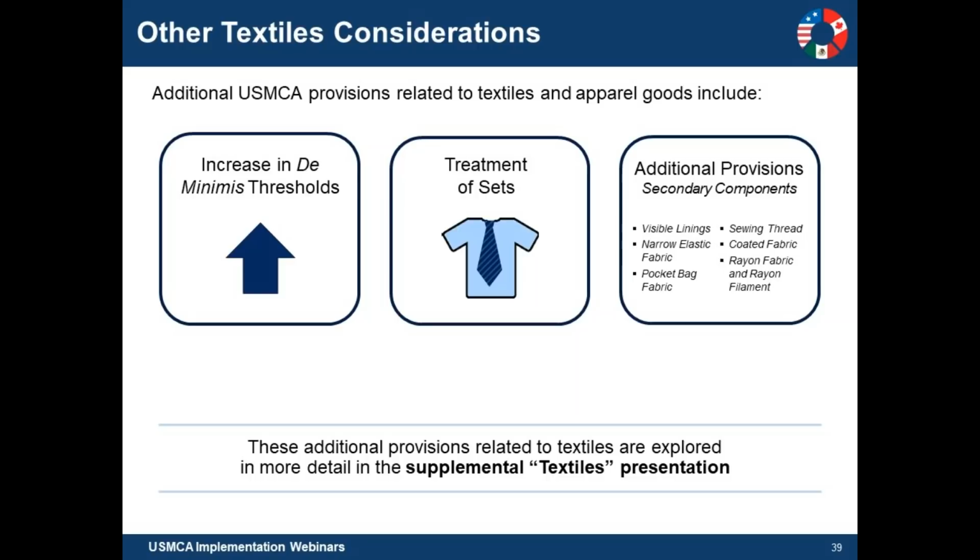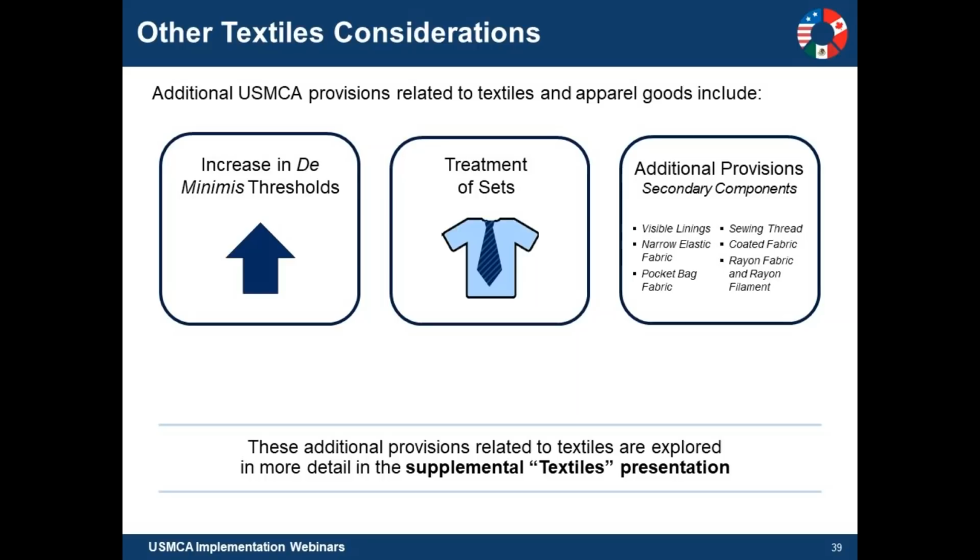Additional USMCA provisions related to textile and apparel goods include an increase in the de minimis threshold, which allows up to 10% of the weight of non-originating foreign fibers and yarn to be used to make up a textile or apparel good and still qualify for preferential tariff treatment. Within the 10% de minimis limit, the total weight of elastomeric content may not exceed 7% of the weight.